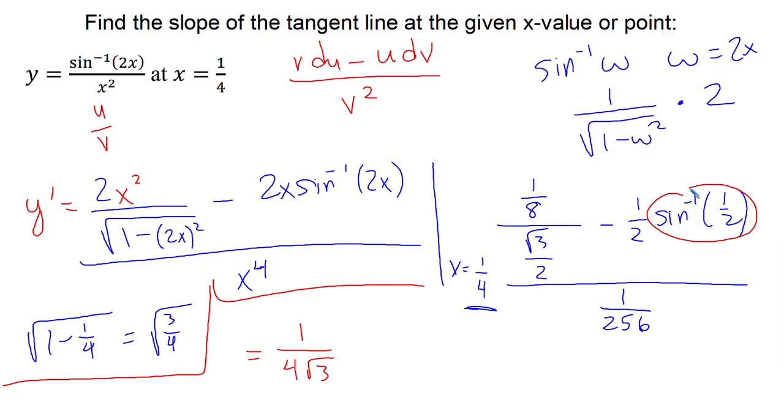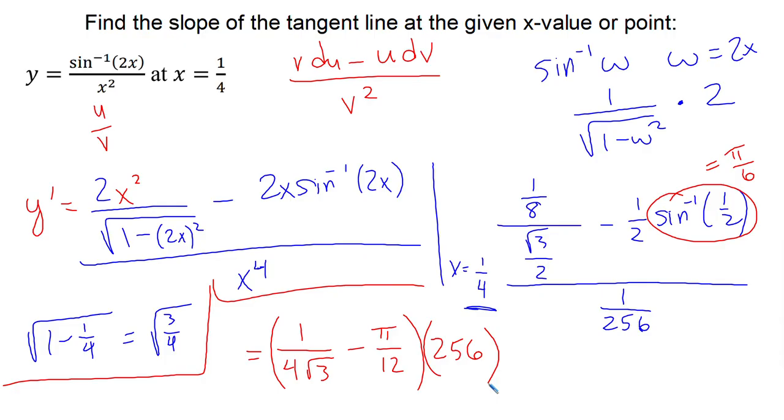The inverse sine of 1/2, we know that when we take the inverse sine of something, it always has to come out to be something between -pi/2 and pi/2. And since this is a positive angle, it's going to be between 0 and pi/2. So we think about what angle between 0 and pi/2, when we take its sine, gives us half. Well, that'd be pi/6. And so we have 1/2 of pi/6. So that's going to be pi/12. So minus pi/12 here. And then we're dividing by 1/256. So really, we're just multiplying this by 256.